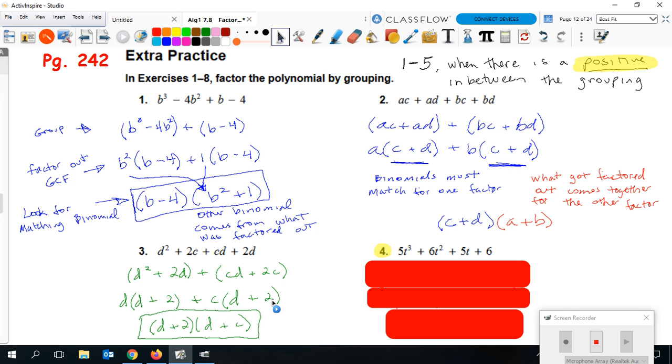Alright, so number 4, go ahead and pause the video and try number 4. This one is not necessarily going to be in order. You probably have to mix and match. I would put the 5's together and the 6's together perhaps, and then factor out. So go ahead and try number 4. Figure out the grouping first, then factor out the GCF, and then look for a matching binomial to make your 2 binomials. So pause the video and do number 4.